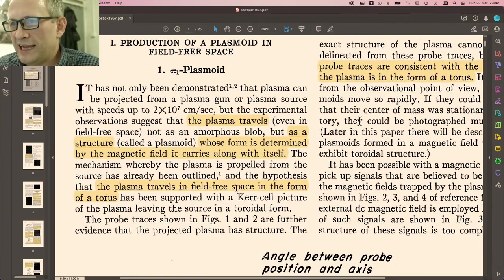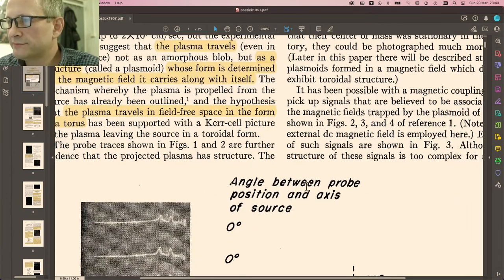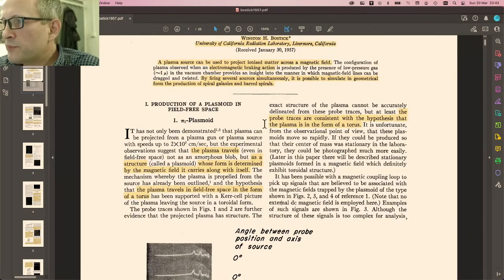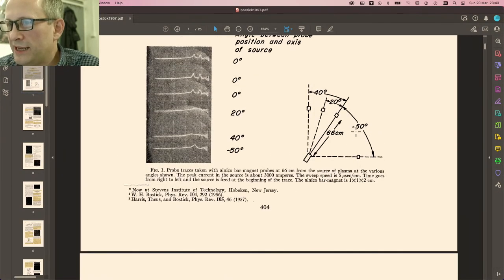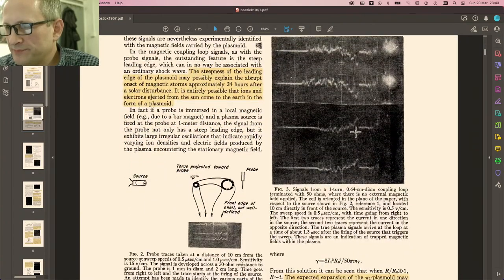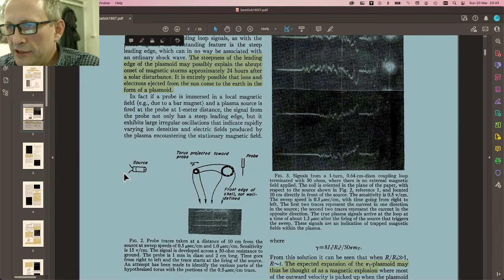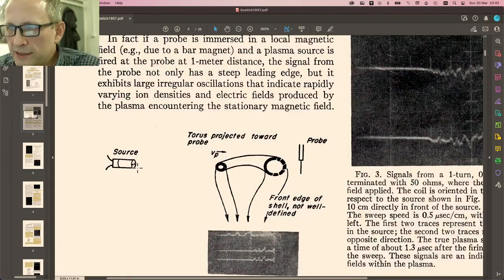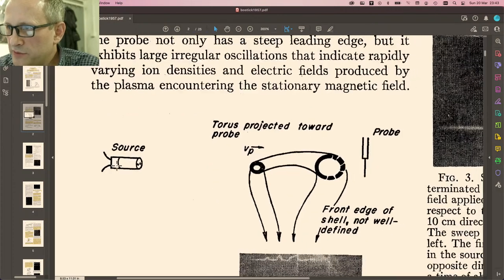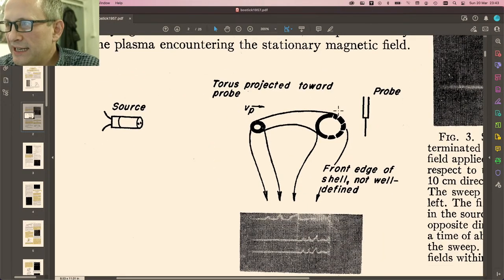The plasma travels as a structure whose form is determined by the magnetic field it carries along with itself. The plasma travels in field-free space in the form of a torus. The probe traces are consistent with the hypothesis that the plasma is in the form of the torus. Okay, so I'm going to explain what he's talking about, these probe traces. In the previous paper, they had this source generator here, which we talked about, and it produces this torus, which is a little lopsided. You get a big bulb and a small bulb at the back.